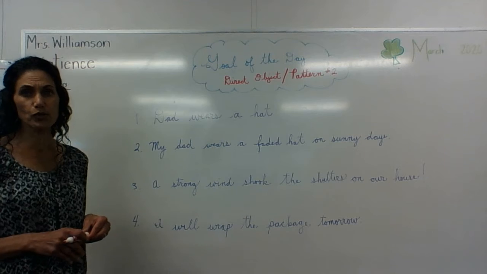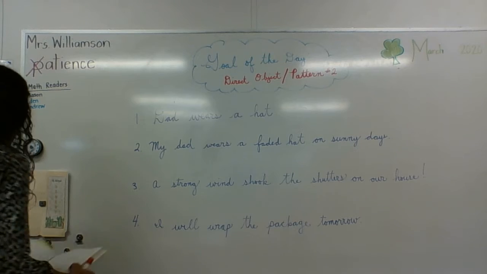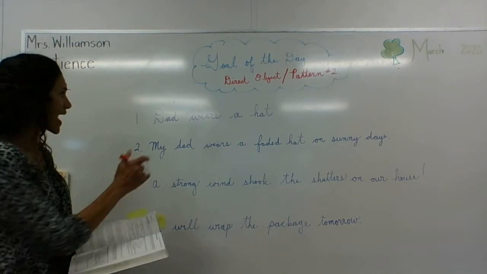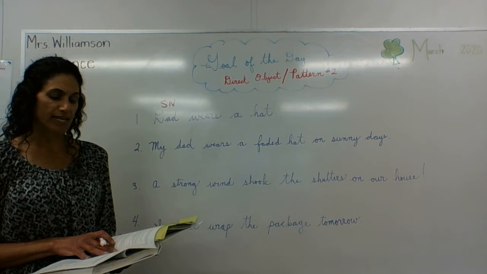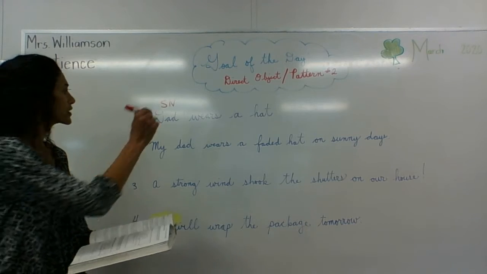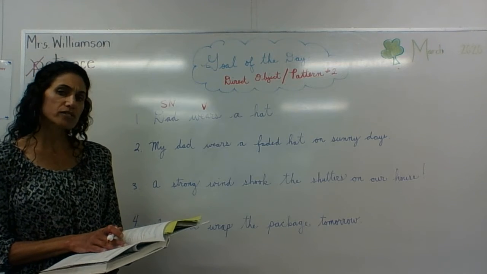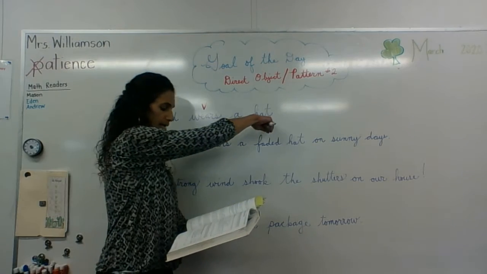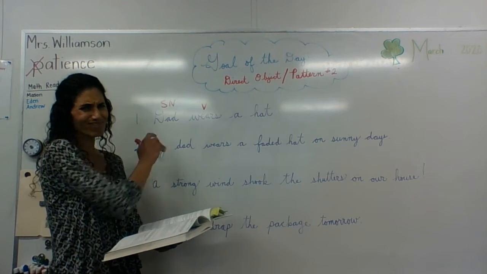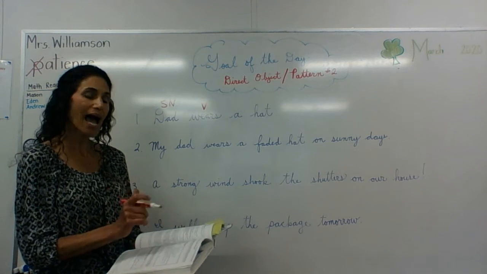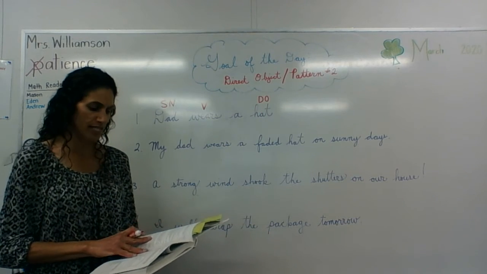The first thing we always do is read the sentence. Dad wears a hat. Who wears a hat? Dad. Subject, noun. What is being said about Dad? Dad wears. Wears is my verb. Dad wears a what? Hat. Excellent. Now, does that hat mean the same thing as dad? Of course not. So hat is our direct object, and we label it with a DO.